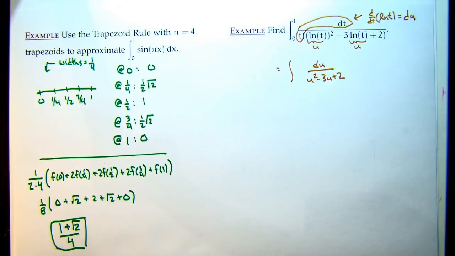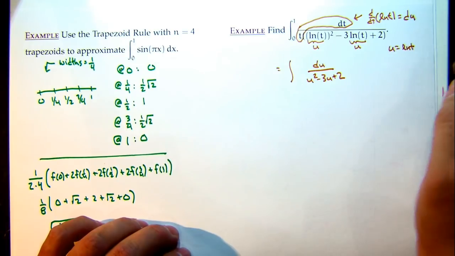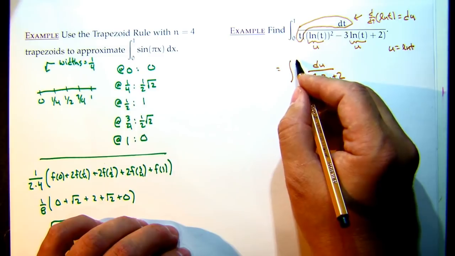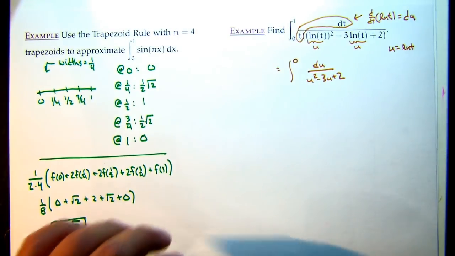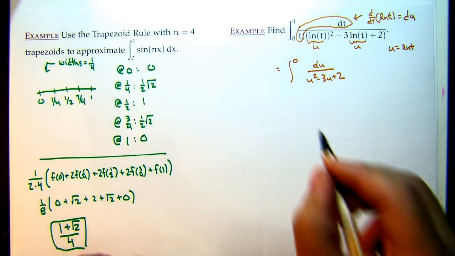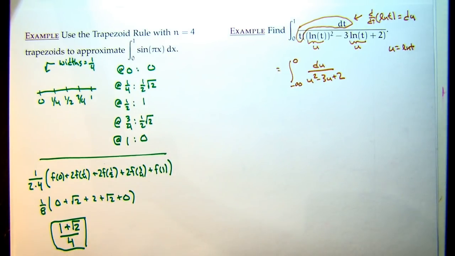Now let's talk about our bounds. So again, if we think about u as log t, well, if I plug in 1, log of 1 is 0. That's not bad. Plug in 0. Well, I can't plug in 0. Log of 0 is undefined, but I can think about what's happening as I go to 0. So what happens to log as I go to 0? Log goes to minus infinity. Okay. So now we've basically traded one improper integral for another improper integral.